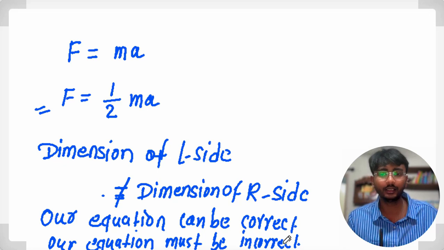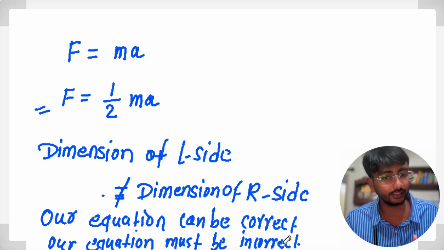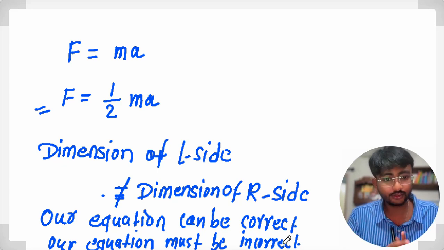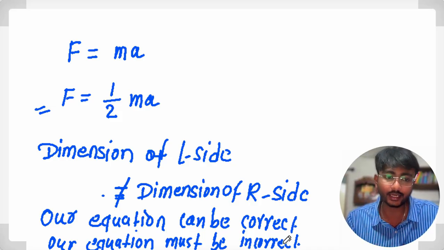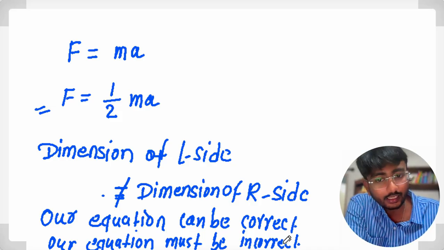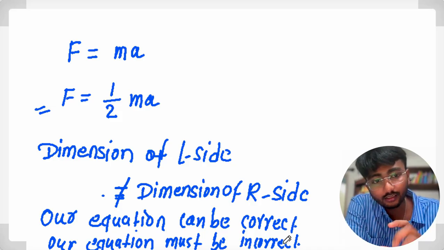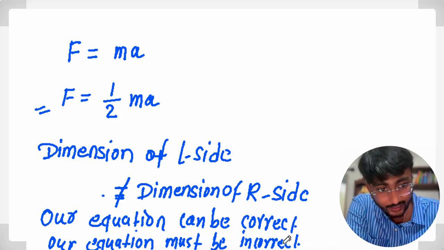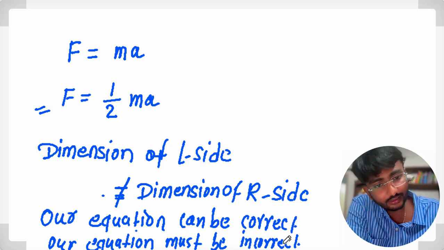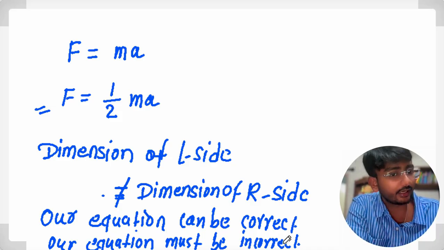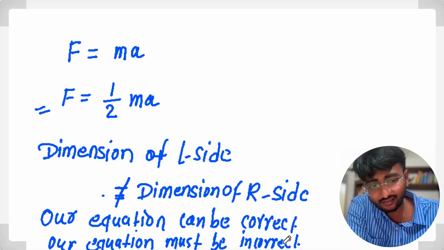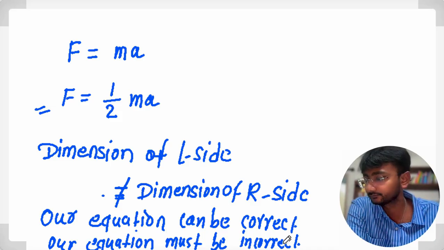So if you have to find the correctness of any equation, then first you need to calculate the dimension of the left hand side and the dimension of the right hand side. If the dimension of both sides is the same, then you can say that the equation might be correct. But when the dimensions are not equal, then that is a 100% incorrect equation, right? So this is the way to find the genuineness or correctness of an equation.